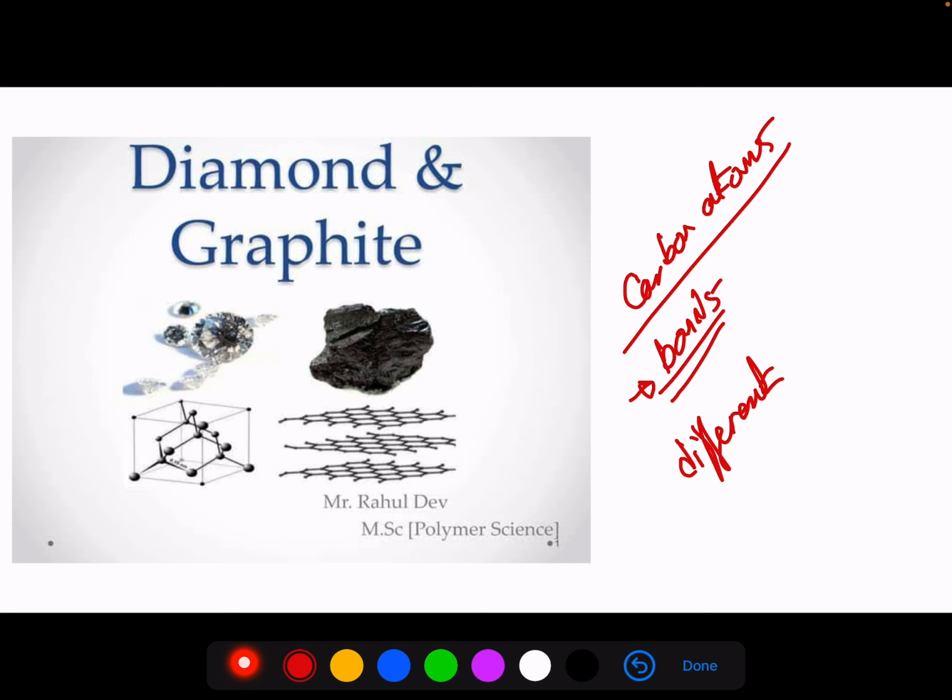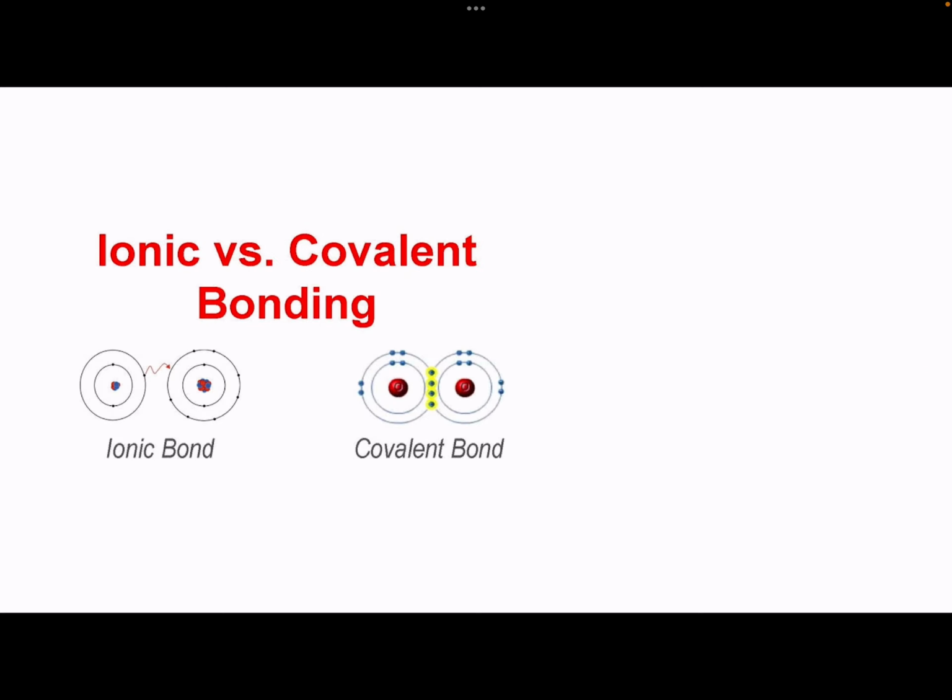The type of bonding within diamond and within graphite is a type of bonding very common in chemistry, called covalent bonding. What's the difference between covalent bonding and ionic bonding? That's what we're going to learn today in this presentation. So, covalent bonding versus ionic.